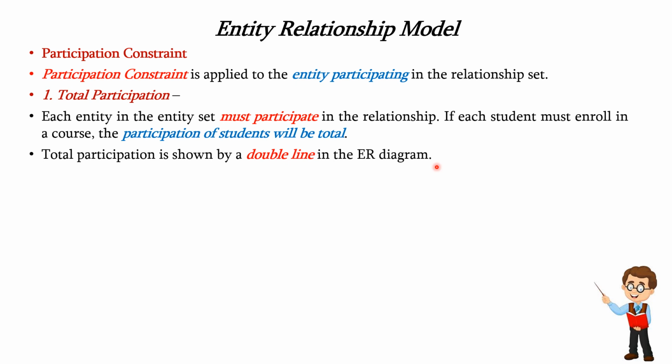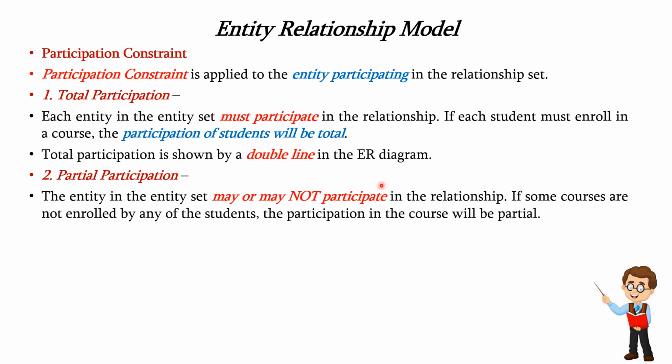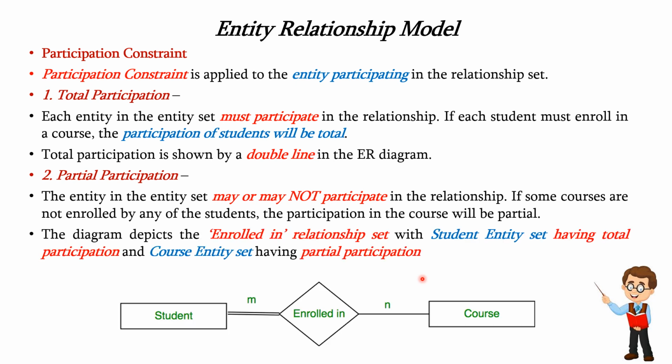Total participation is shown by a double line in the ER diagram, and partial participation means the entity in the entity set may or may not participate in the relationship. If some courses are not enrolled by any of the students, then the participation of the course will be partial. The diagram below depicts the relationship enrolled with the student entity set and the course entity set. The student entity set has total participation, and the course entity set has partial participation. It indicates that a student must enroll in at least one course.